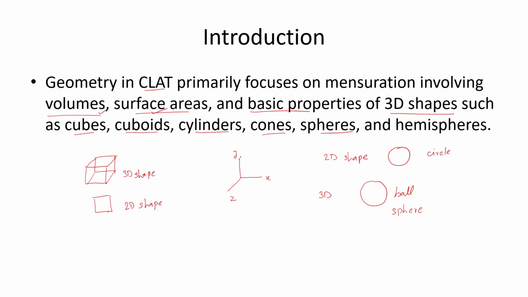Basically, 3D shapes are the shapes which are in the 3D plane. For example, a matchbox or a ball. A matchbox is a 3D shape, and a ball is a 3D shape, but a circle, as compared to a sphere, is a 2D shape. So this is a circle, a 2D shape, and a sphere is a ball, a solid ball. That is the difference between 3D and 2D shapes.